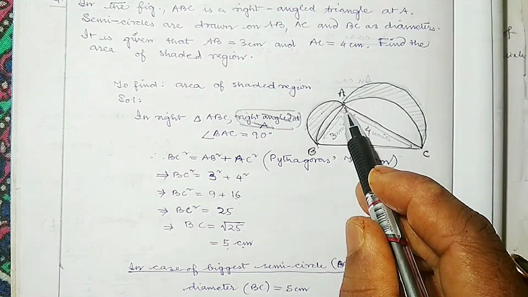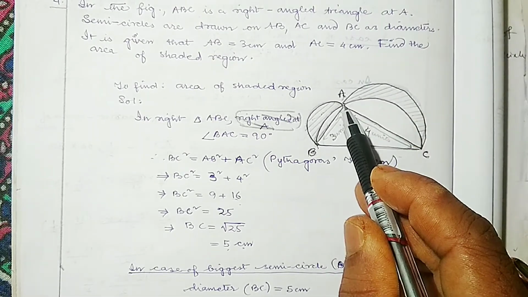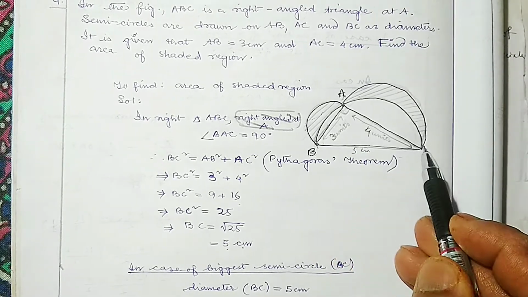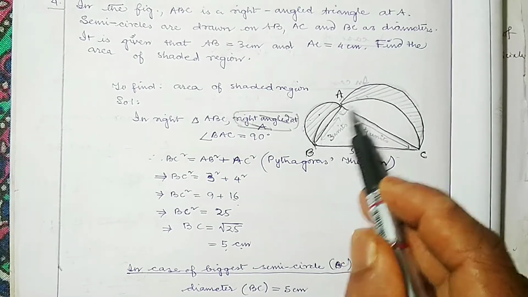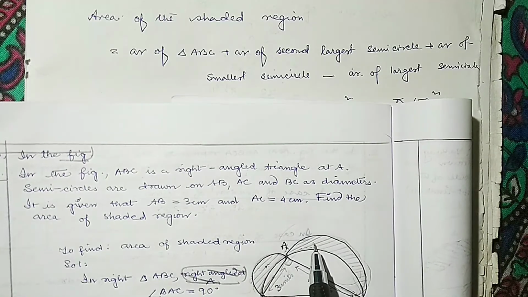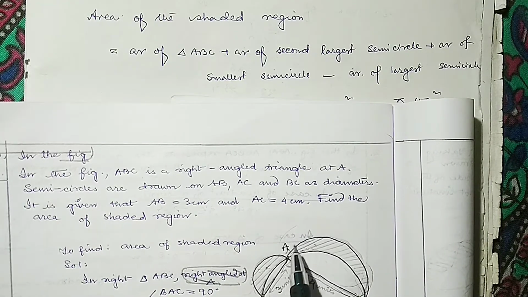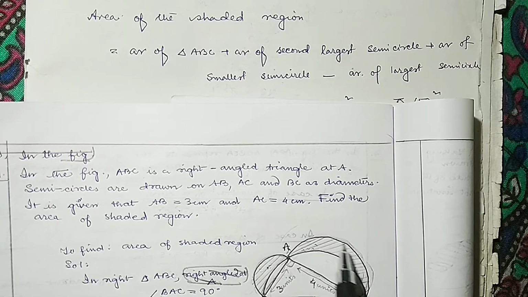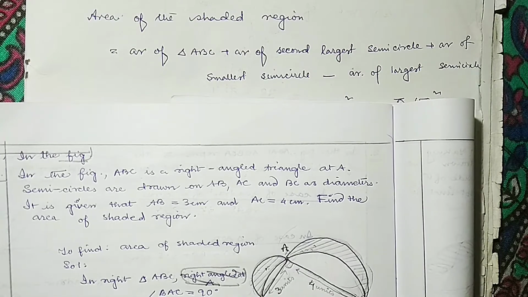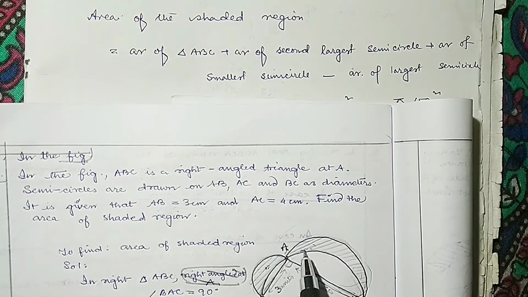Now to find the area of the shaded region, what we can do is add the area of the triangle plus the area of this semicircle plus the area of this semicircle, and from that subtract the area of the biggest semicircle, and then we are going to get the area of the shaded region. That is this part and this part. So we take the area of the triangle ABC plus the area of the second largest semicircle, this part, then the area of the smallest semicircle, that is this part, and from this we subtract the area of the largest semicircle, and then we get the area of the shaded region.